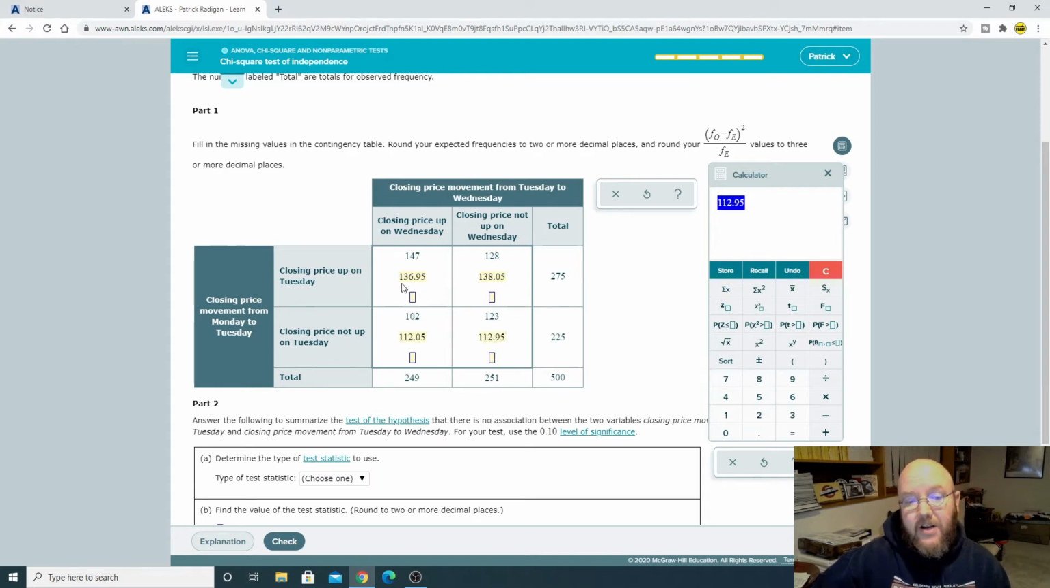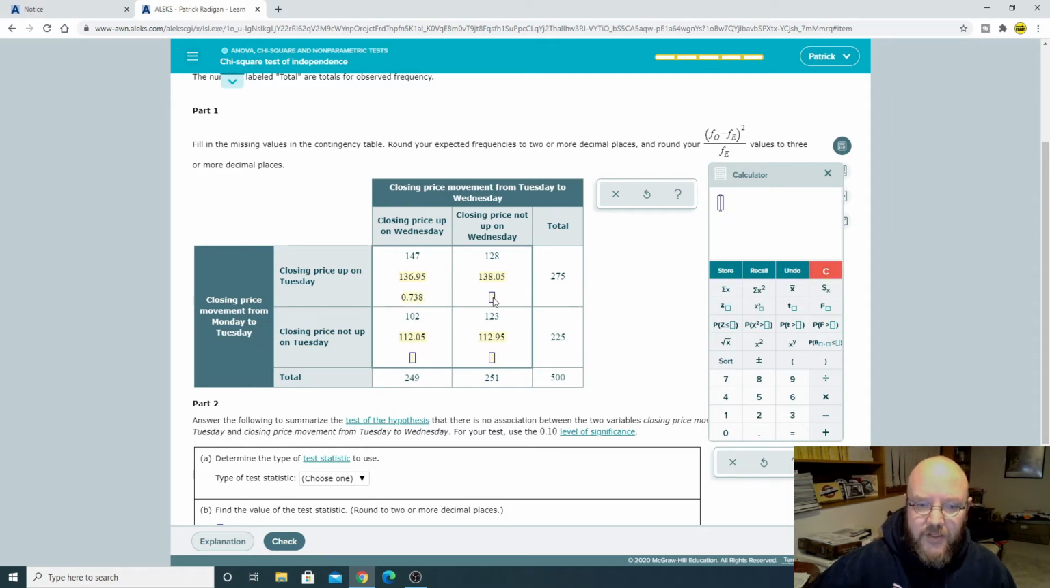112.95. Okay, now we have to calculate the statistic for each one of these using this formula right here, which is cool. It gives it to you right in the problem. So it's our observed frequency minus our expected frequency, square that, divided by our expected frequency. So this minus this, square those two, and then divide it by this. You do have to do these in parentheses, otherwise the square function doesn't work. 6.95, close parentheses, square that, divided by the expected frequency, 136.95. There we go.